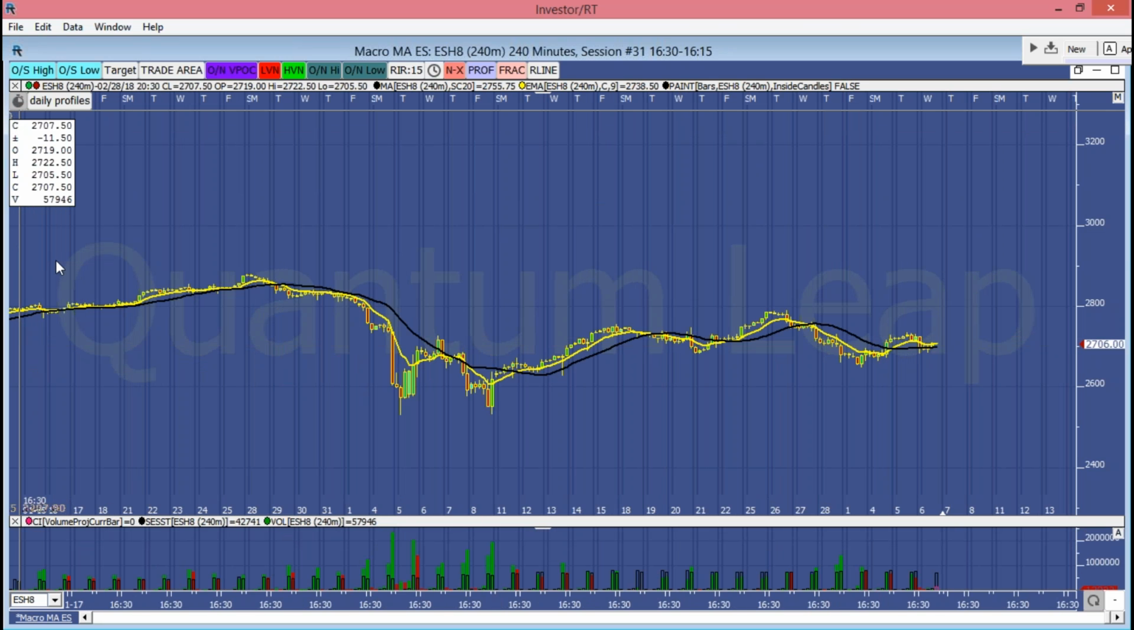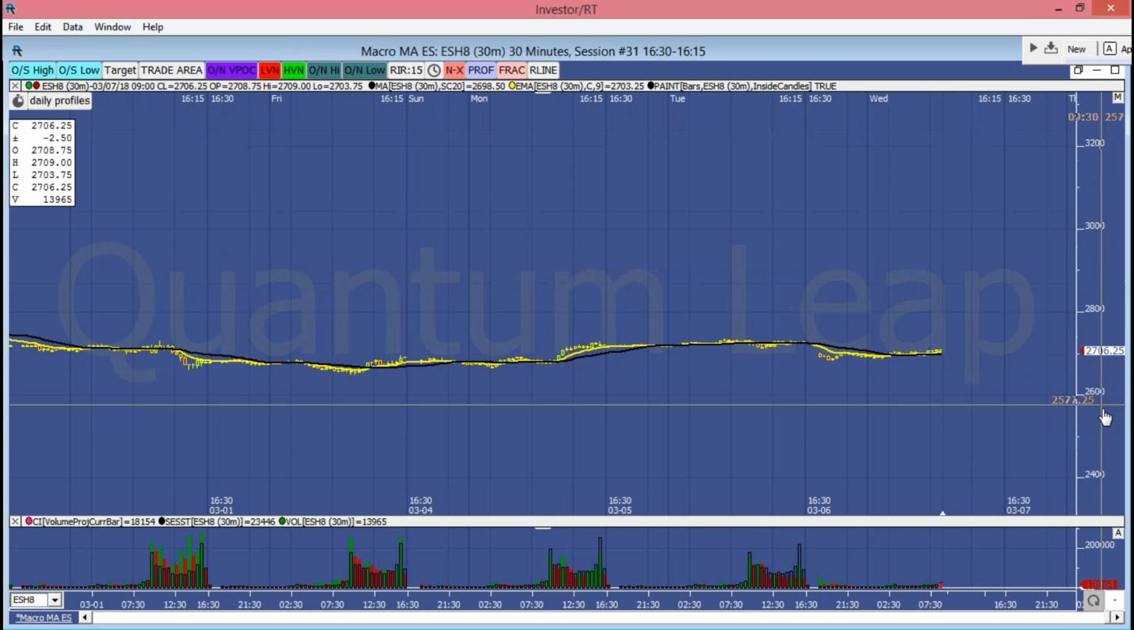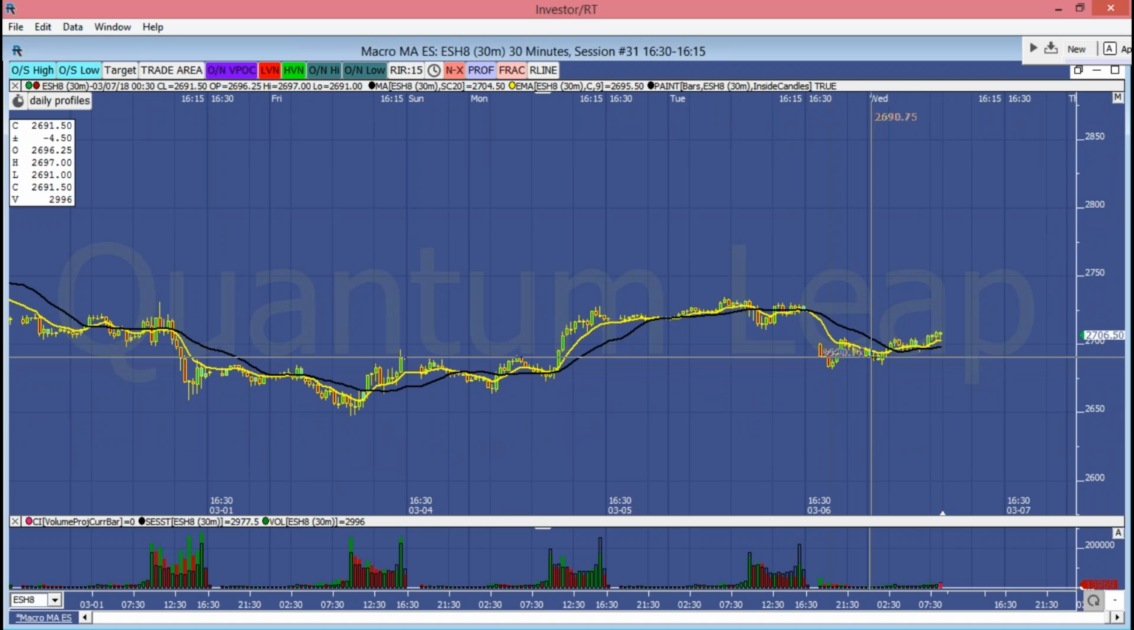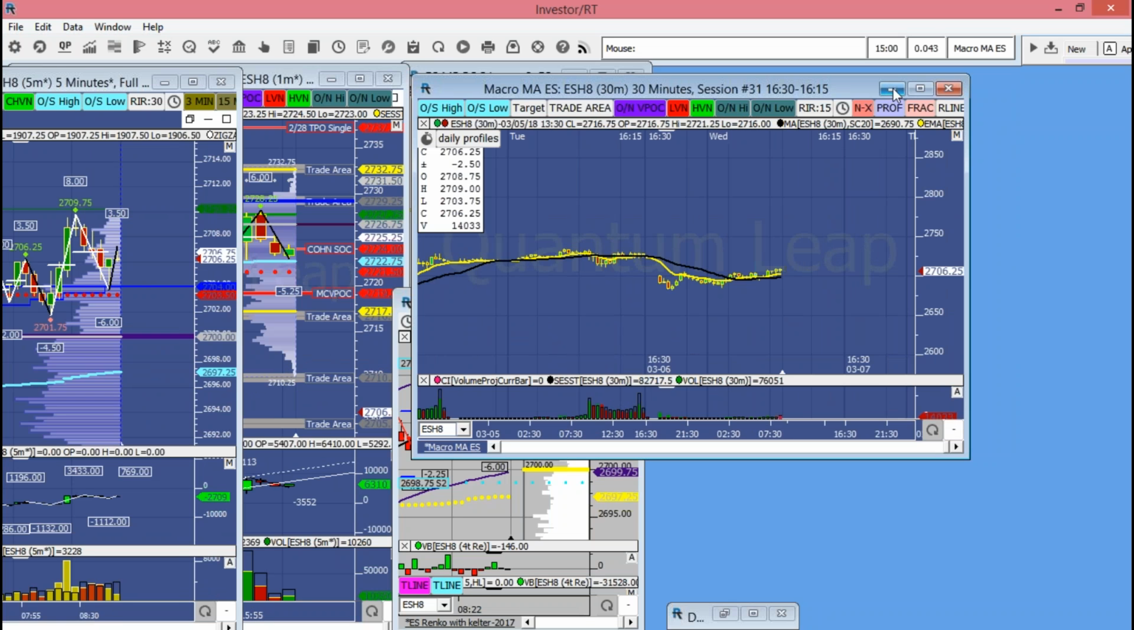And then finally the 30-minute, and it's basically the same. Even with that big move down to the 2681, we've come right back up, and we're coming back up to fill this gap.